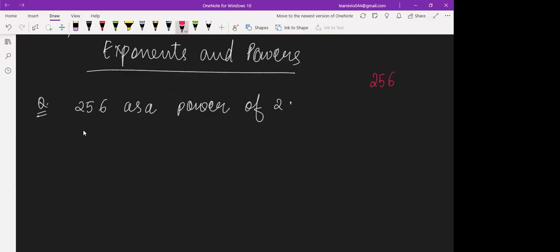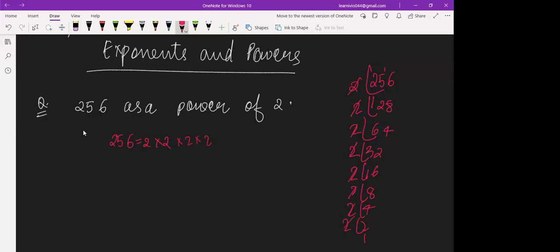So I'll do the prime factorization of 256. I get 2 into 128. Then 2 into 64, and so on. So I have 256 can be written as 2 into 2 into 2 into 2. How many 2's? 1, 2, 3, 4, 5, 6, 7, 8. So how many 2's? 8. So I can write 2 to the power 8. So my answer will be 2 to the power 8. Understood? Yes, ma'am.